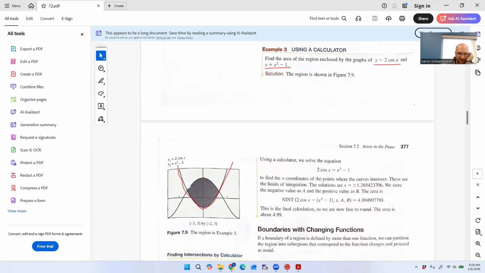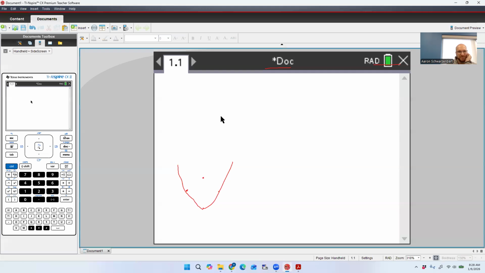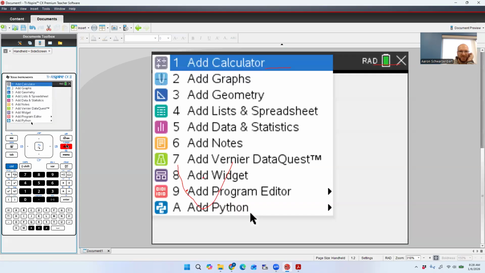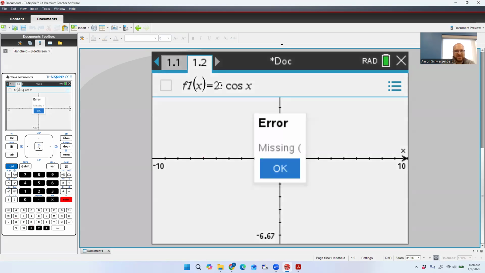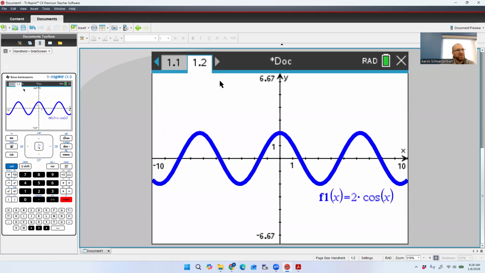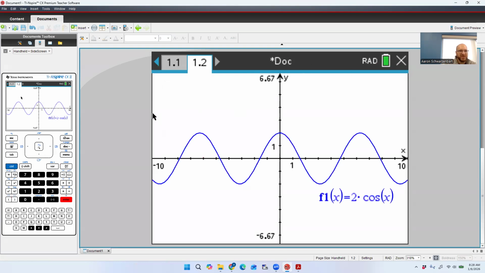Finding these intersections, let's just go ahead and do it with the calculator. So we're going to do this whole thing with the calculator. And I'm going to do this in a document just so I can use stuff. Actually, I should say 2 times cosine x. Sometimes it gets confused when I don't. And you do need parentheses. Yeah, that makes sense to me now as I think about it.